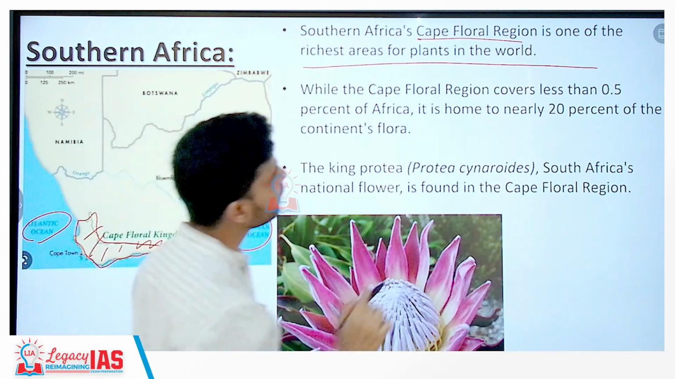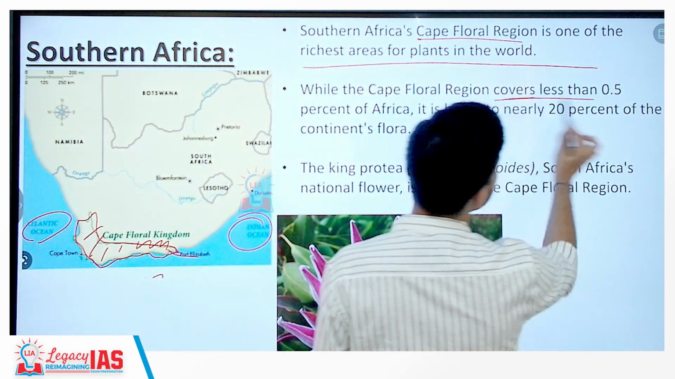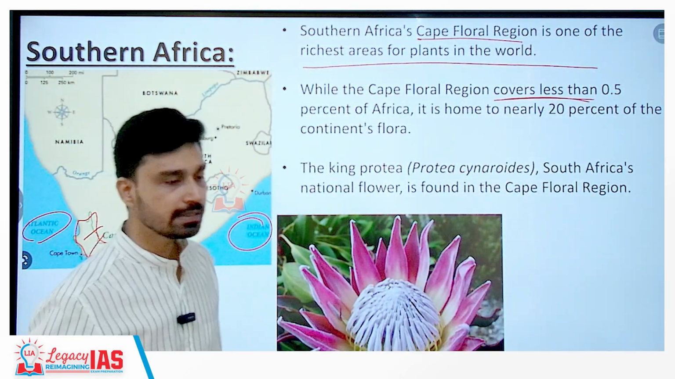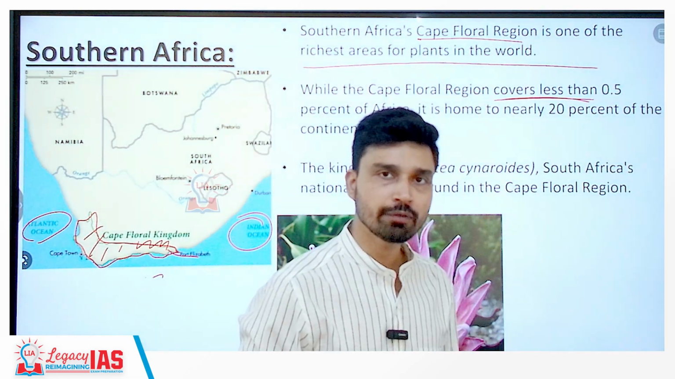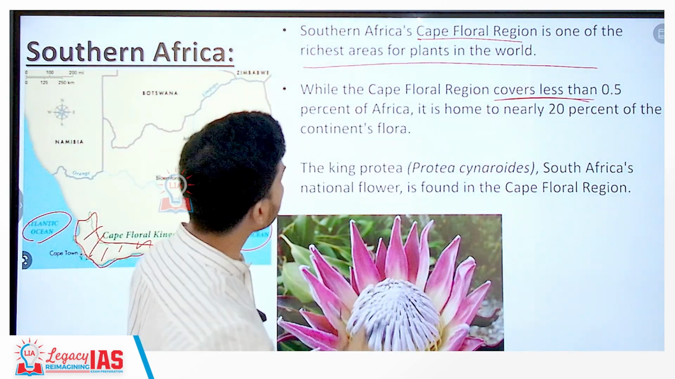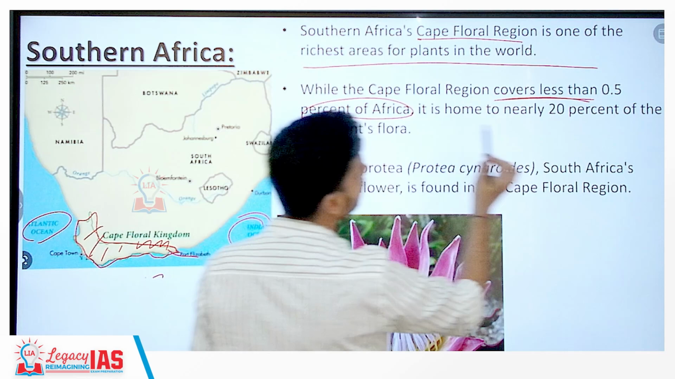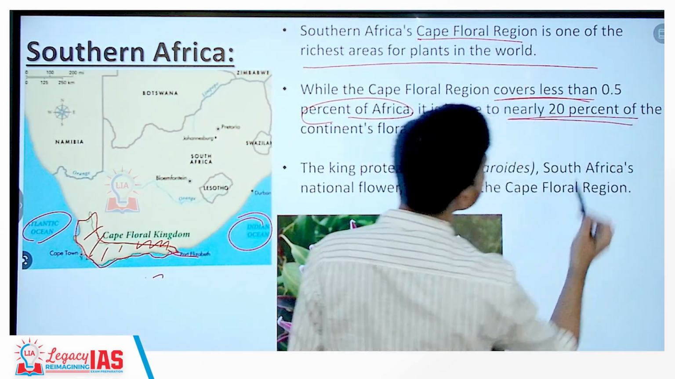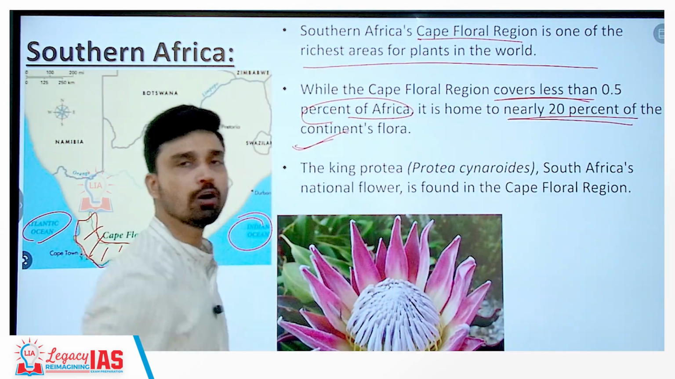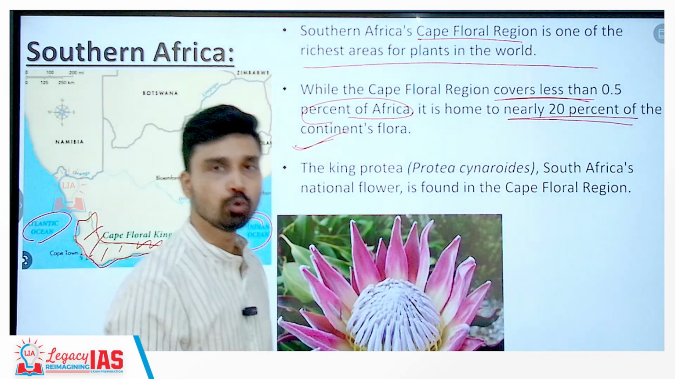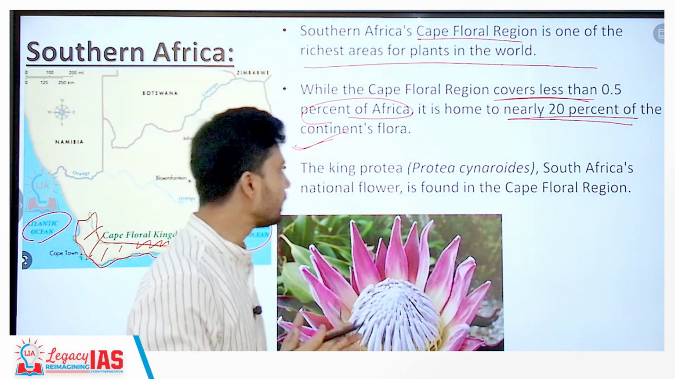The Cape Floral region, area wise, covers less than 0.5% of Africa, but in this 0.5% of Africa's land mass, it actually accommodates nearly 20% of the entire continent's flora. Flora means we are talking about the plant life.